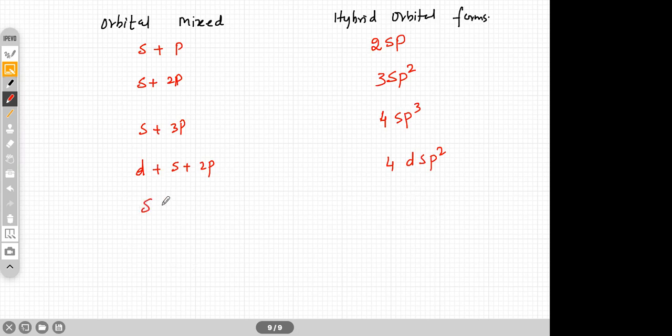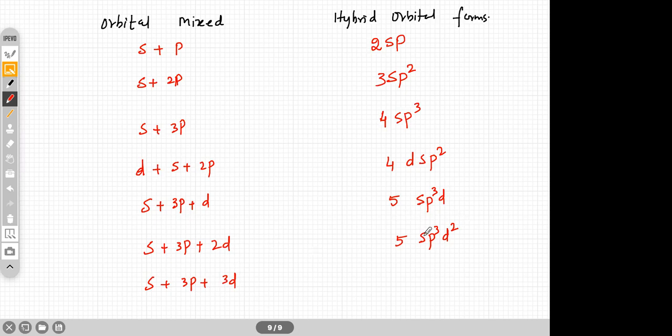If you have 1s, 3p and 1d, that is 5 sp3d orbitals we get. 1s, 3p and 2d, 6 sp3d2, it is 6, not 5. 1s, 3p and 3d, so you will get 7 sp3d3.